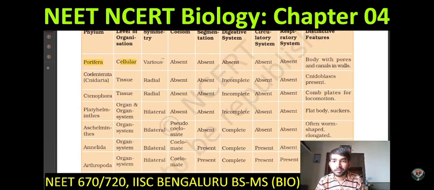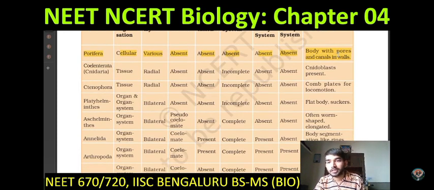Porifera, cellular level of organization, symmetry can be various, although it lacks symmetry, here they've written various. Coelom is absent, segmentation absent, digestive system absent, circulatory system absent, respiratory, all the systems absent. Only there are canals of water which help in bringing in the nutrients and respiratory products like oxygen and other things that are required for its survival.